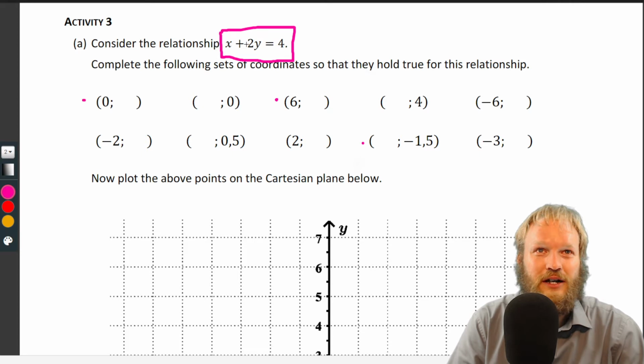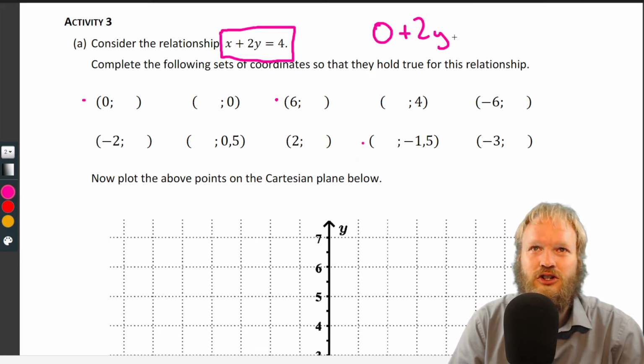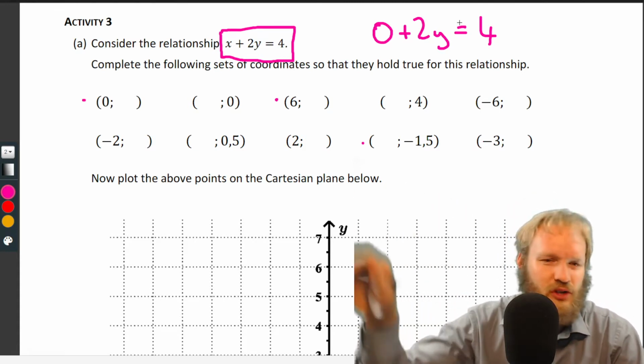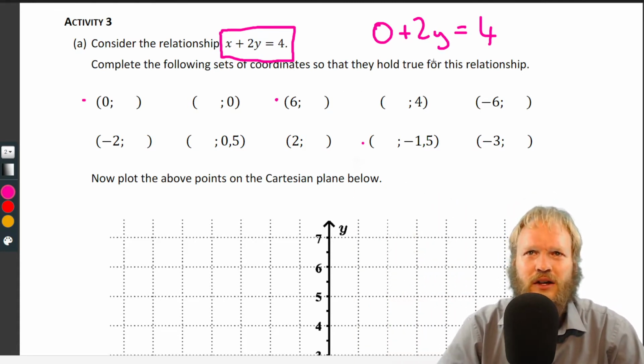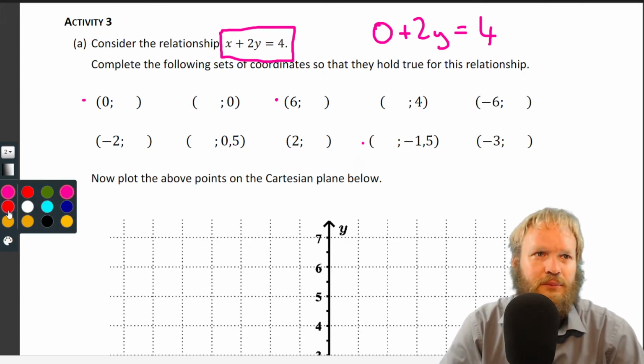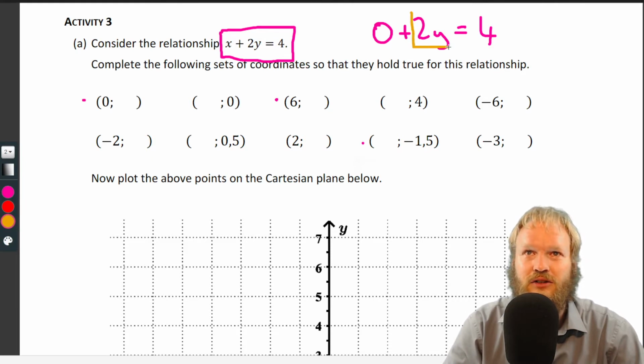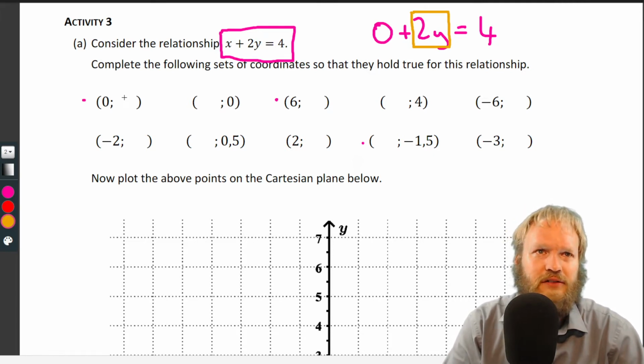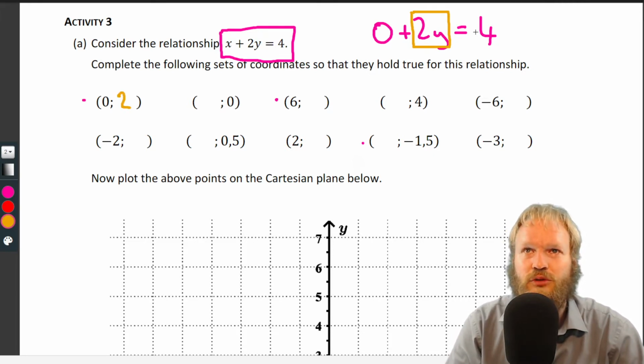So remember, we've got this equation, and we're just checking, we want to make sure it's true. So if x is 0, 0 plus 2y equals 4. Don't worry about solving equations and subtracting and dividing from each side. Just think 0 plus something gives us 4. So this something, and the something I mean is the 2y, that bit must be 4. So in other words, 2 times y must be 4. So what's the value of y? Well, I think the value must be 2 because 2 times 2 is 4.